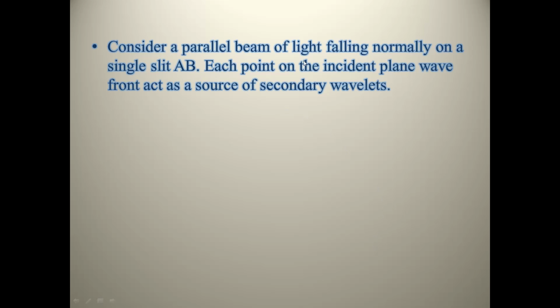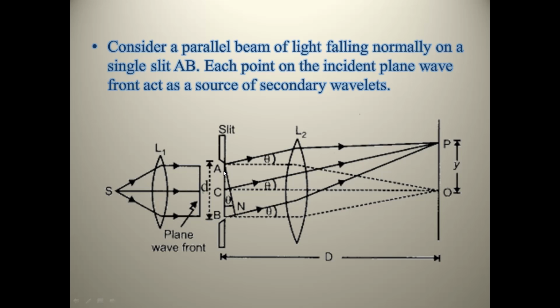Let us consider a parallel beam of light falling normally on a single slit AB. A single slit AB of width d, small d. A plane wave is incident on the slit AB. Capital D is the distance of the screen from the plane of the slits. O is the center of the screen.